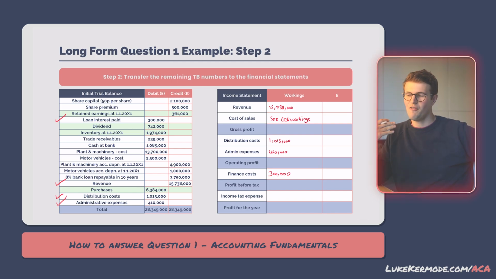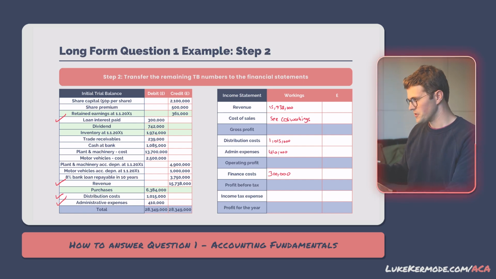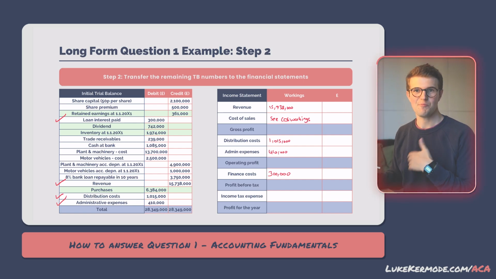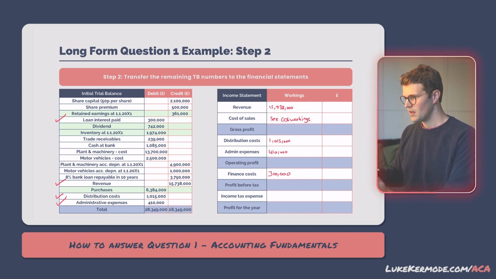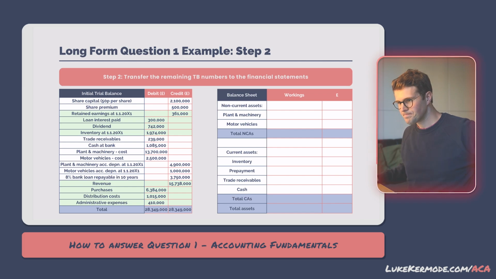So we've now moved a further 4 key items off the trial balance and into the income statement: loan interest paid, revenue, distribution costs, and administrative expenses. So that's a pretty solid chunk that's been cleared, and we're now well on our way to clearing out the entire trial balance.